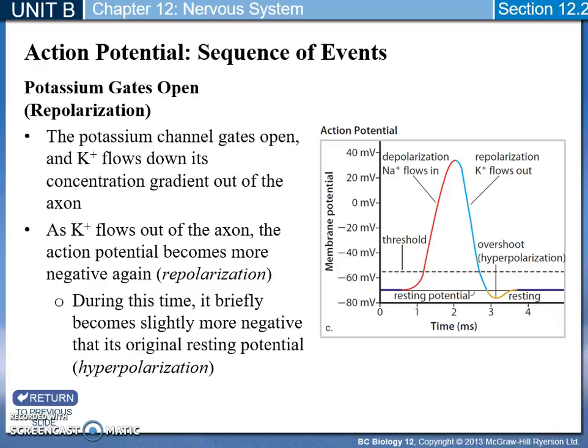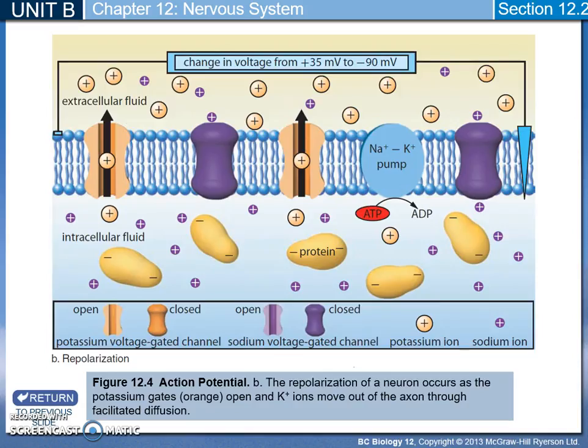During this time, it briefly becomes slightly more negative than its original resting potential, which is referred to as hyperpolarization, but that only occurs for a very short instant. So here you can see in the illustration again, the potassium channel gates open, which allows the potassium to exit the axon, and again, it's simply along its concentration gradient.